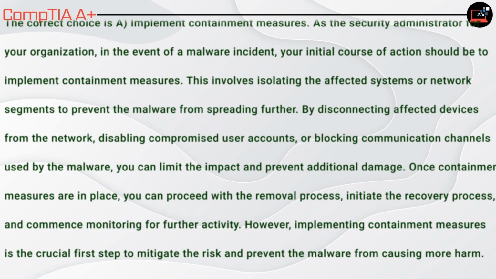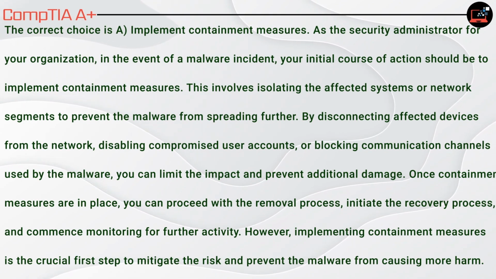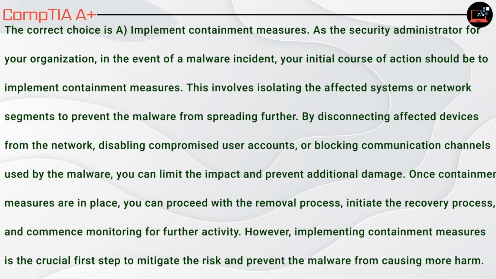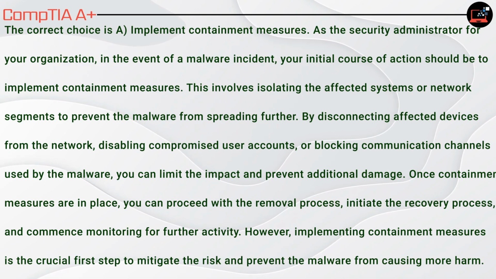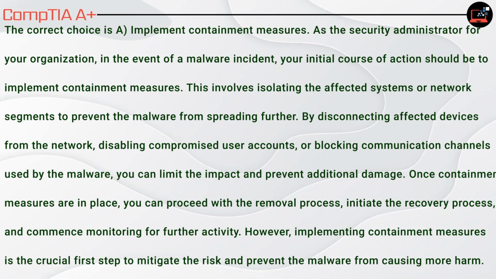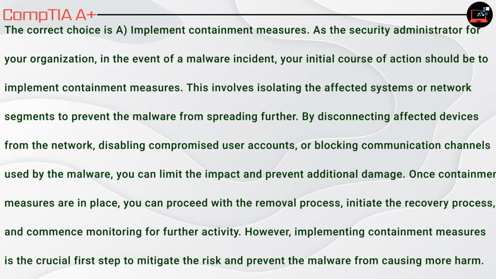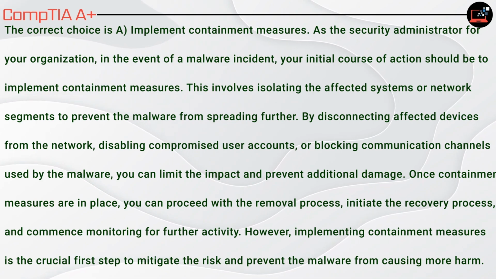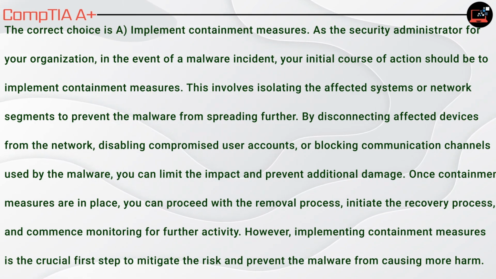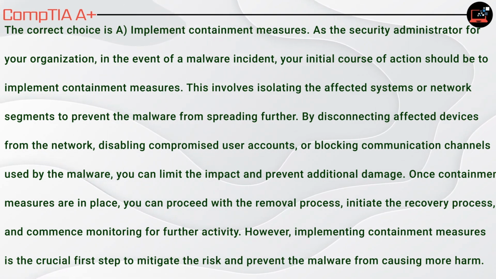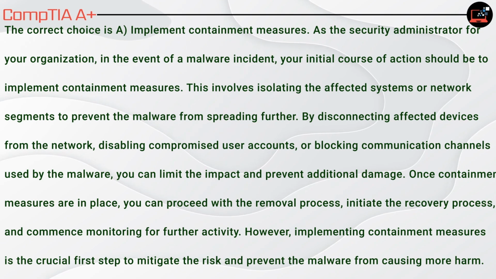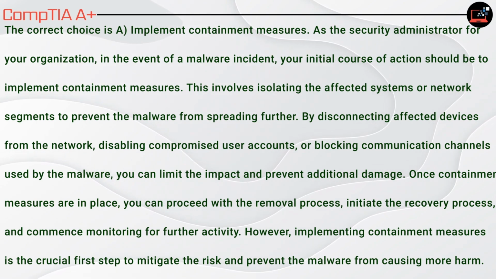The correct choice is A. Implement containment measures. As the security administrator for your organization, in the event of a malware incident, your initial course of action should be to implement containment measures. This involves isolating the affected systems or network segments to prevent the malware from spreading further. By disconnecting affected devices from the network, disabling compromised user accounts, or blocking communication channels used by the malware, you can limit the impact and prevent additional damage.